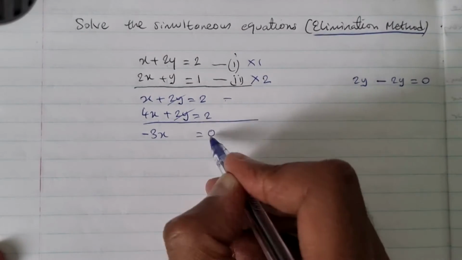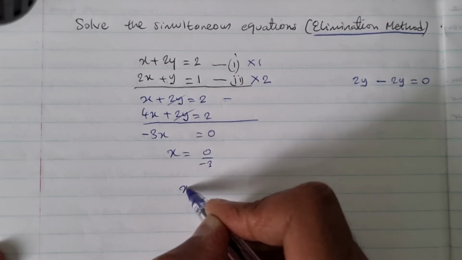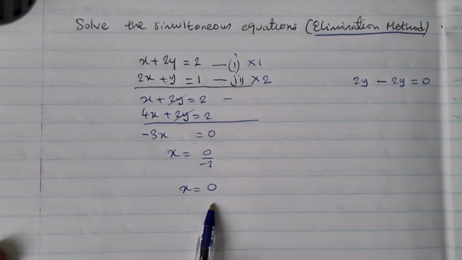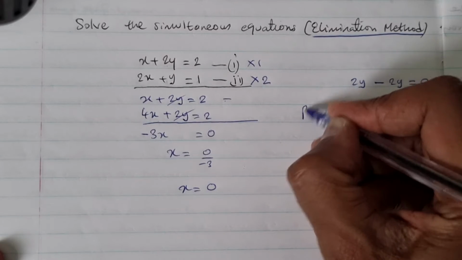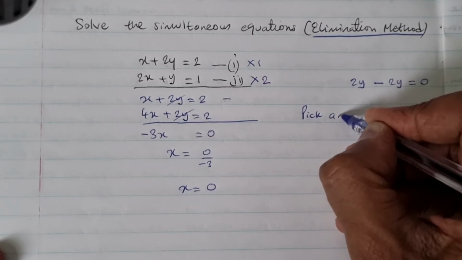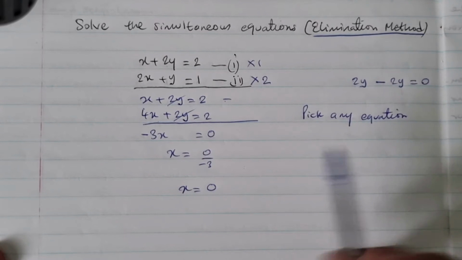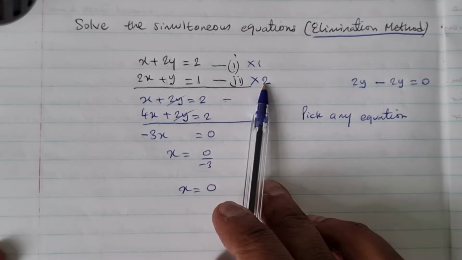So I have minus 3x is equal to 0, therefore x is equal to 0 divided by minus 3, which is 0. So we found the value of x. Now you can take this value of x, you pick any equation. It doesn't matter, you want equation 1, you can take equation 1. Or you can have equation 2 if you want.